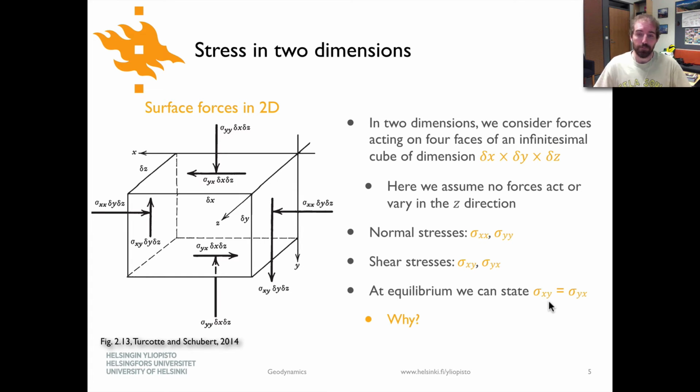All right, let's see. The reason that we can make this assumption is because if sigma yx and sigma xy are not equal, that means that this little cube in this case would begin to rotate, and in that case it would not be in an equilibrium state. You can think about that here, that if you have on this bottom face a sigma yx that is larger than the sigma xy acting on the face over here, that larger stress on the bottom of the cube is going to cause the cube to start rotating. In this case it would be rotating counterclockwise.